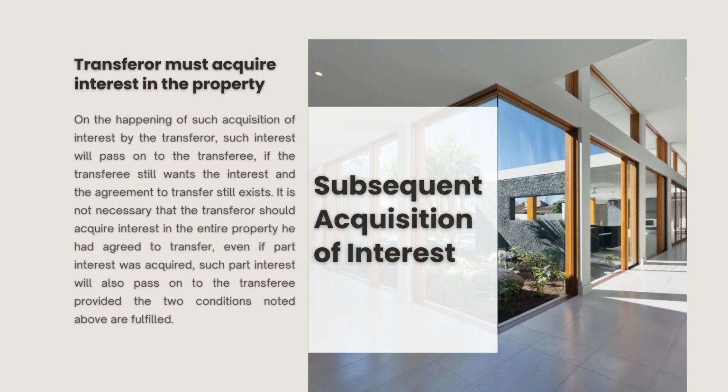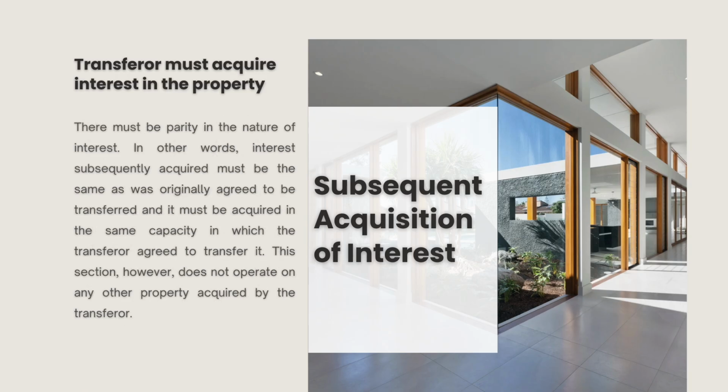Even if part interest was acquired, such part interest will also pass on to the transferee, provided the two conditions noted above are fulfilled. There must be parity in the nature of interest. In other words, interest subsequently acquired must be the same as was originally agreed to be transferred, and it must be acquired in the same capacity in which the transferor agreed to transfer it. This section does not operate on any other property acquired by the transferor.